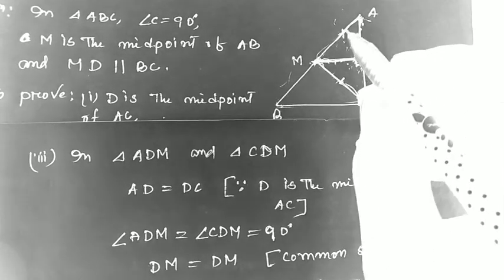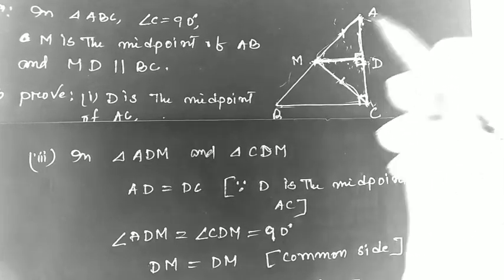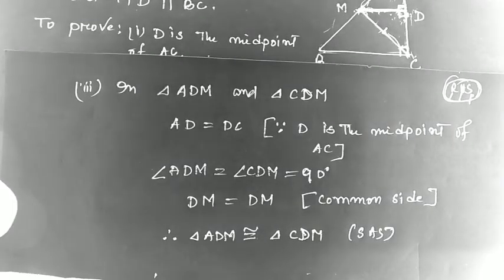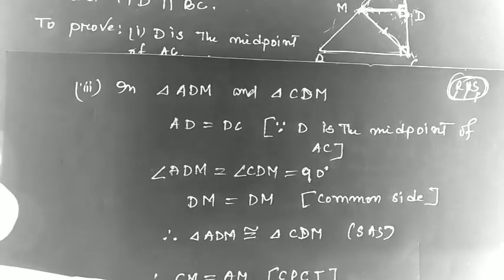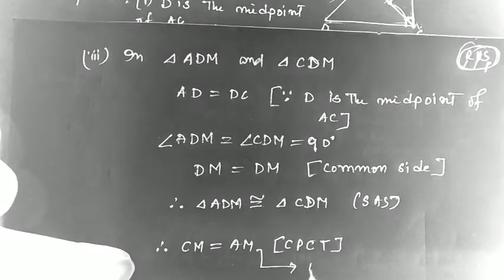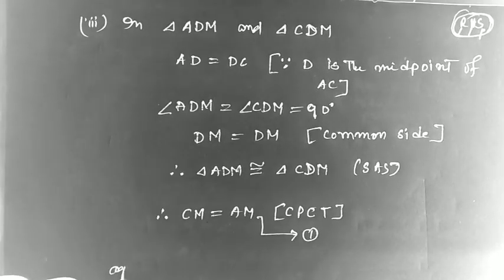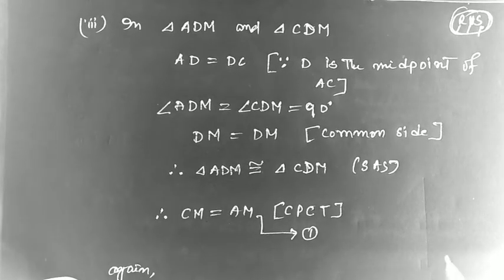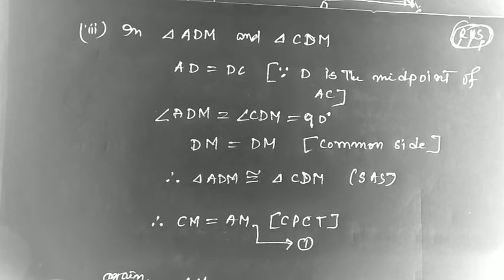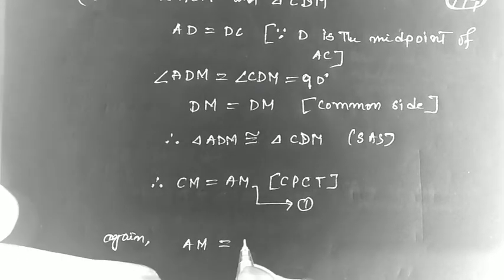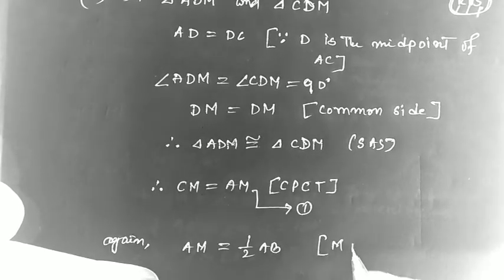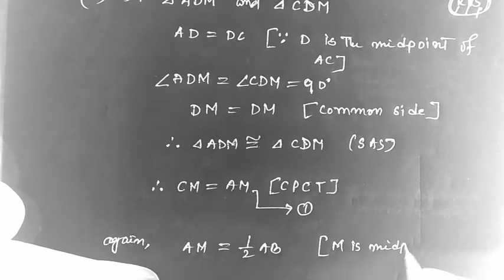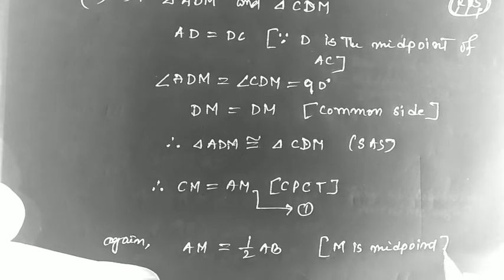Since these two triangles became congruent, now we can say that CM and AM are equal. Therefore CM is equal to AM. Let us give it equation number 1. Again, AM is half of AB. Why half of AB? Because M is the midpoint.